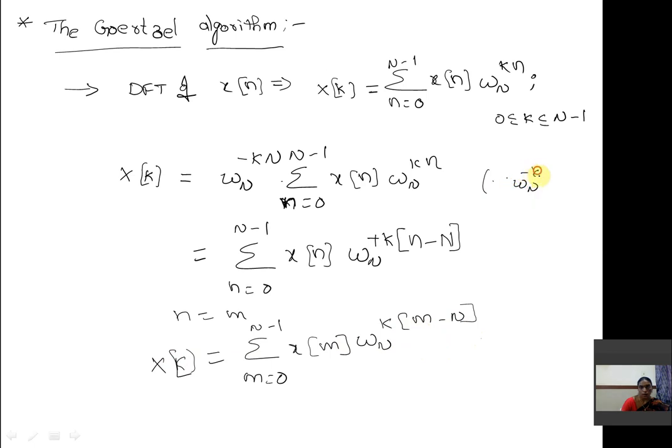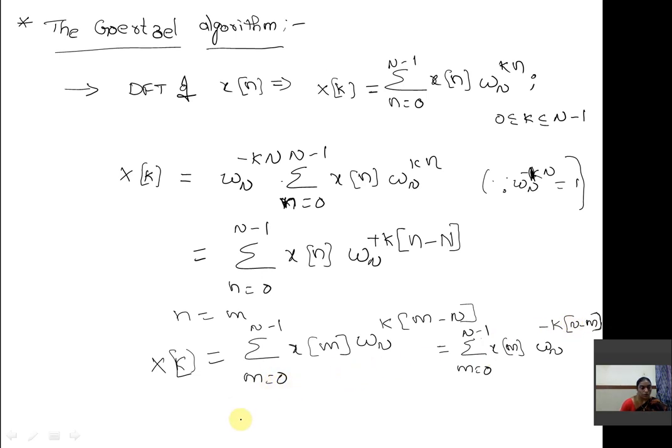Here W_N power minus k N is equal to 1. Okay, let's try. Now if you see this nature, listen, I am just modifying this one like this: summation m = 0 to N minus 1 x of m W_N power minus k (N minus m). Okay, right.